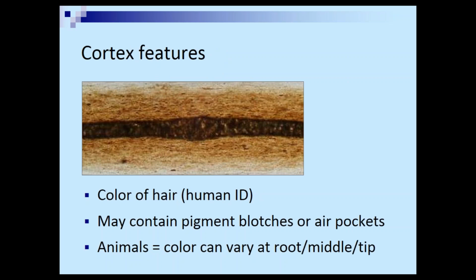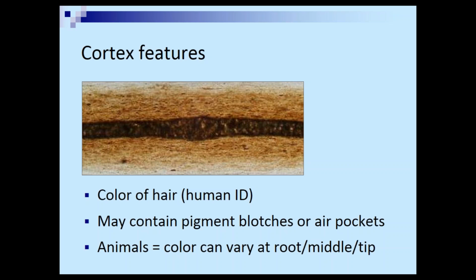All right, cortex features. So this is the color of the hair, and this can be used to differentiate humans. Usually looking at the cortex won't tell you much about the species because the cortex in all species looks very similar, where it has splotches in it and it's just a general shaded color.